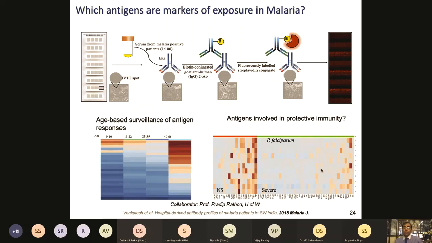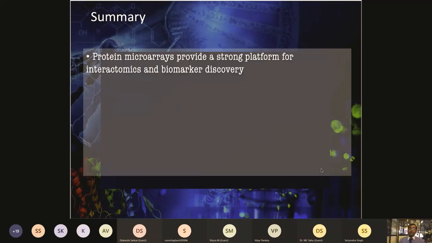So you can actually get a huge amount of information from these types of experiments, and of course at a scale which is very different, at the proteome-wide, genome-wide scale, which is quite powerful, right? So just to summarize the presentation, I hope that after listening to today's presentations and yesterday's presentation by Professor Sobu, you agree that protein arrays provide a very strong platform for interactomics and biomarker discovery, and it provides you with a new tool to look into different aspects which are not possible with mass spectrometry and other proteomics technology.